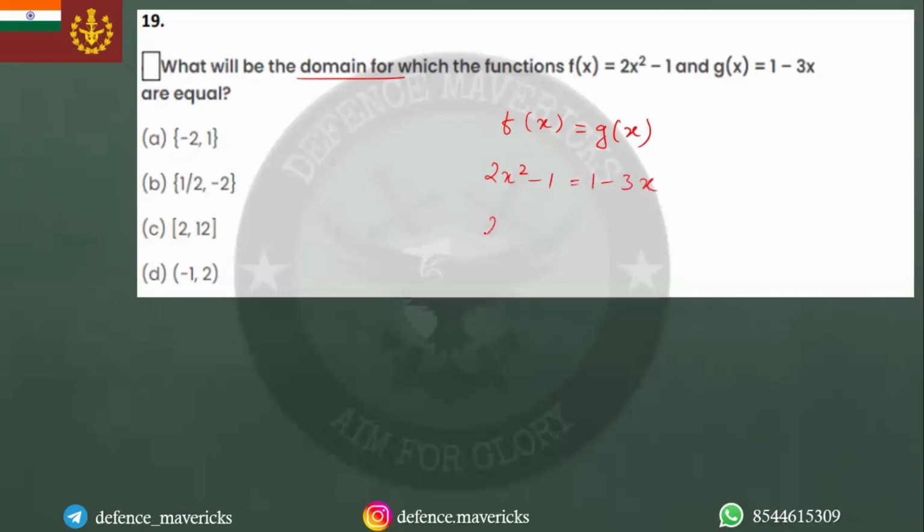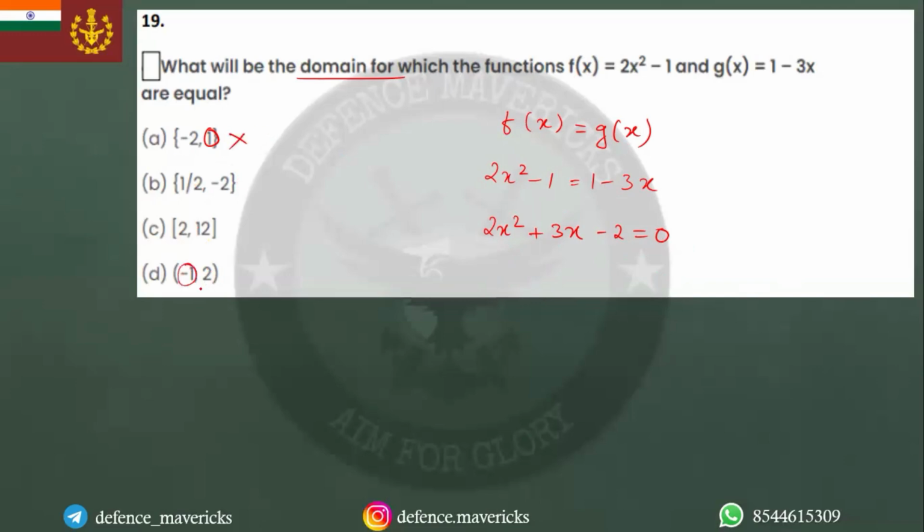And this becomes a quadratic equation, 2x square plus 3x minus 2 equals 0. So there are 2 ways. You can either solve this whole equation or you can check through the options. To check the options, what you can do is put in simple values. Try to put 1. Is it getting satisfied? 2 plus 3 is 5, minus 2, not equal to 0. So this is wrong.